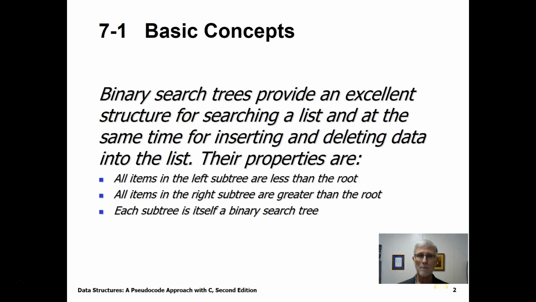So some of the properties of a binary search tree: all items in the left subtree are less than the root. All items in the right subtree are greater than the root. And each subtree in itself is a binary search tree. So every time you add or delete an item, you want to make sure that these three properties are maintained. So the left are less, the right are greater, and all subtrees have to be binary.